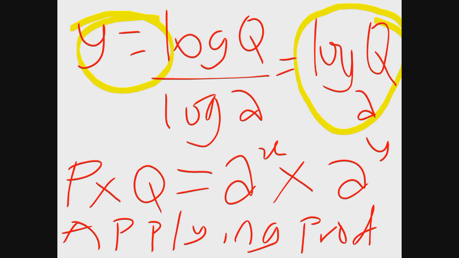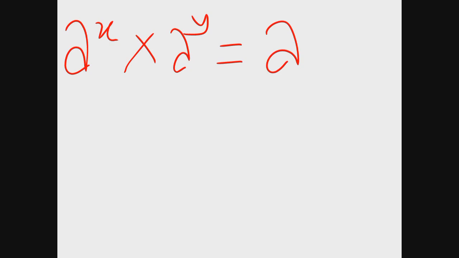If you apply the product law of indices here, that will give us a raised to power x multiplied by a raised to power y. So we have a raised to power x multiplied by a raised to power y. Then according to the product law of indices, this will give us a raised to power x plus y. Now the next thing is we'll take log base a on both sides.